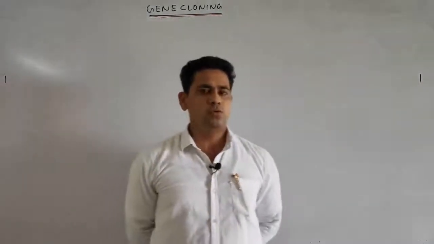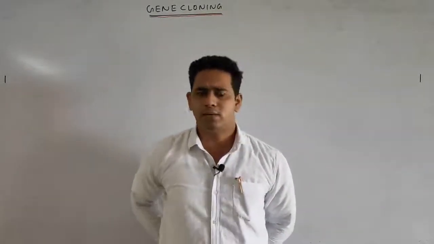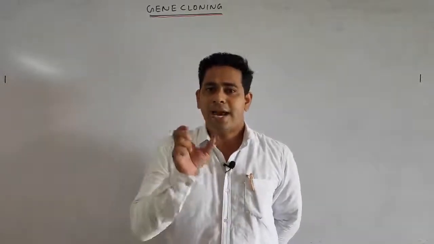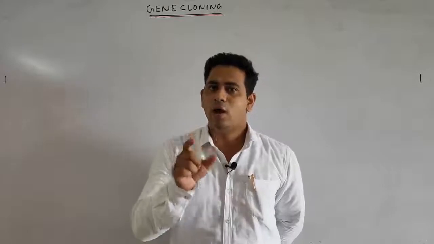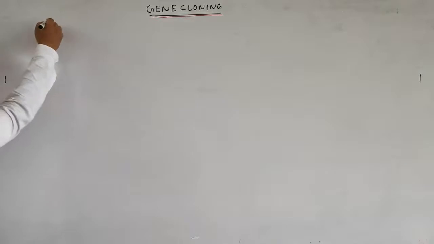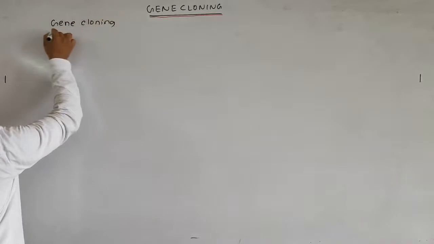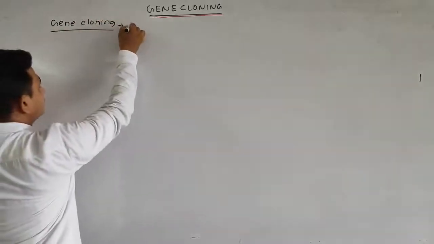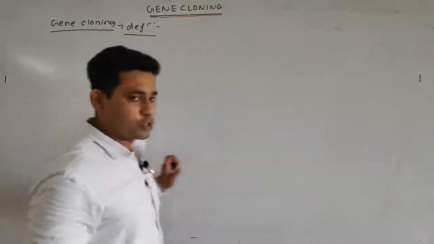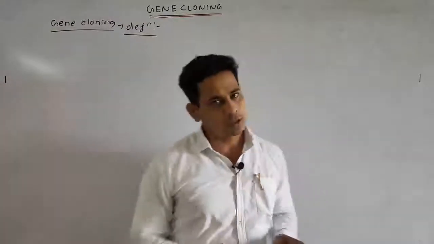So what do you mean by gene cloning? Gene cloning simply means a process in which we can make identical copies of DNA or gene. If we go by the gene cloning definition, the process by which we can make identical copies of DNA or gene is known as gene cloning.